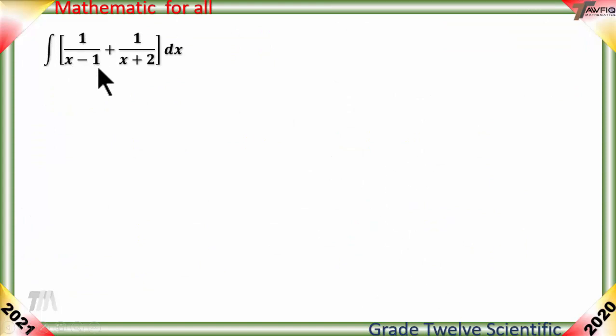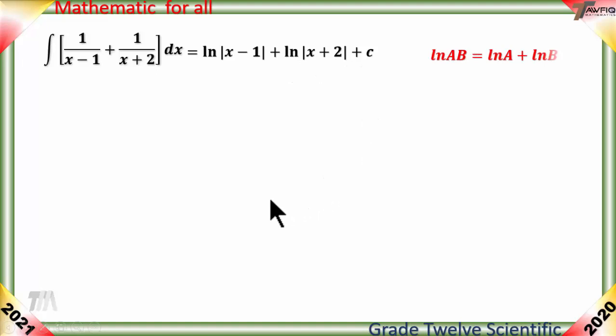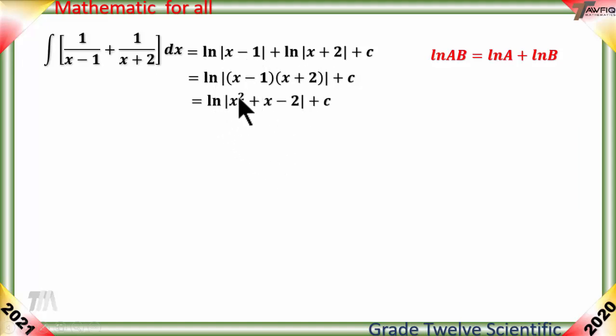The integral of 1 over x minus 1 plus 1 over x plus 2 becomes ln of x minus 1 plus ln of x plus 2 plus c. Because we have a rule: ln of AB is equal to ln of A plus ln of B. So here we can write this one as ln of x minus 1 times x plus 2. And we can simplify it to become ln of x squared plus x minus 2 plus c.